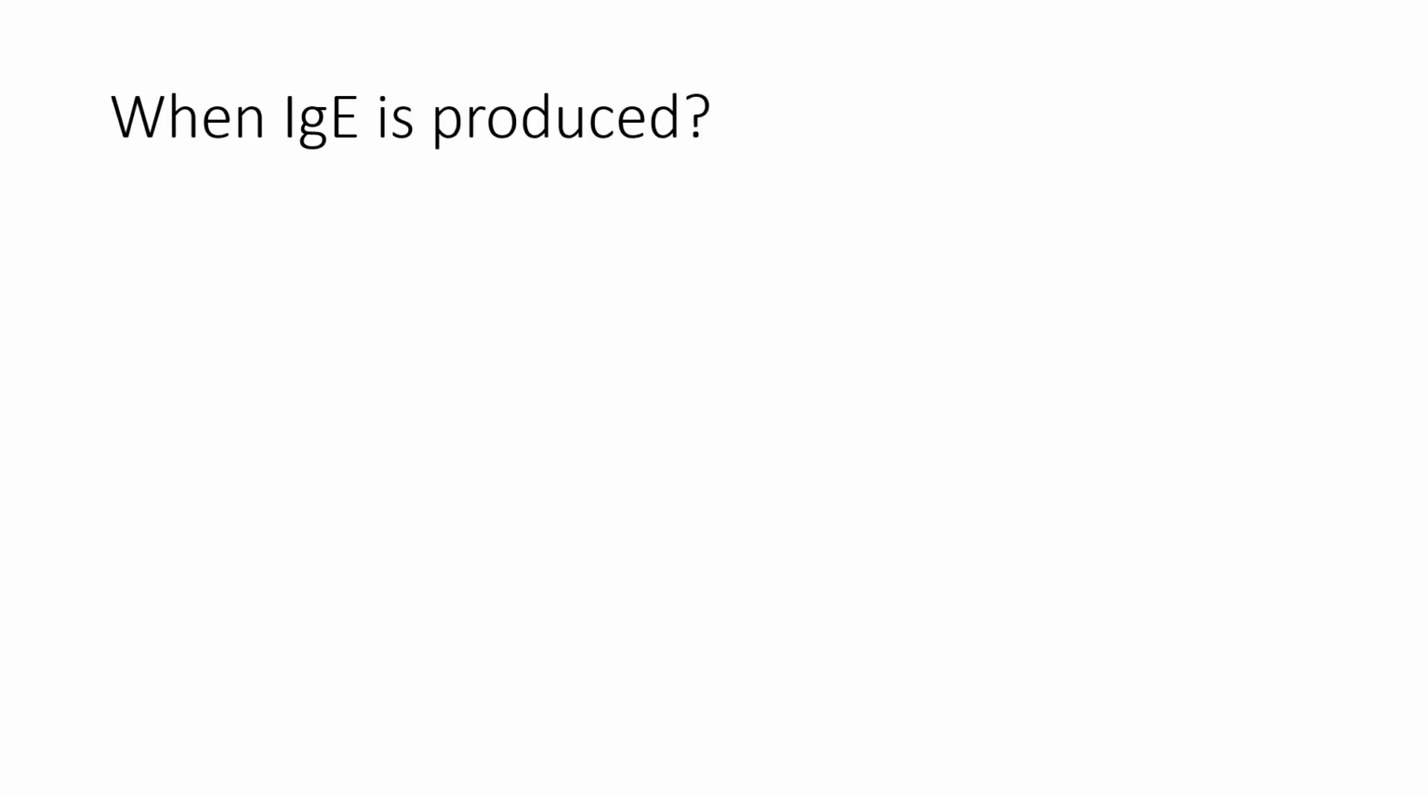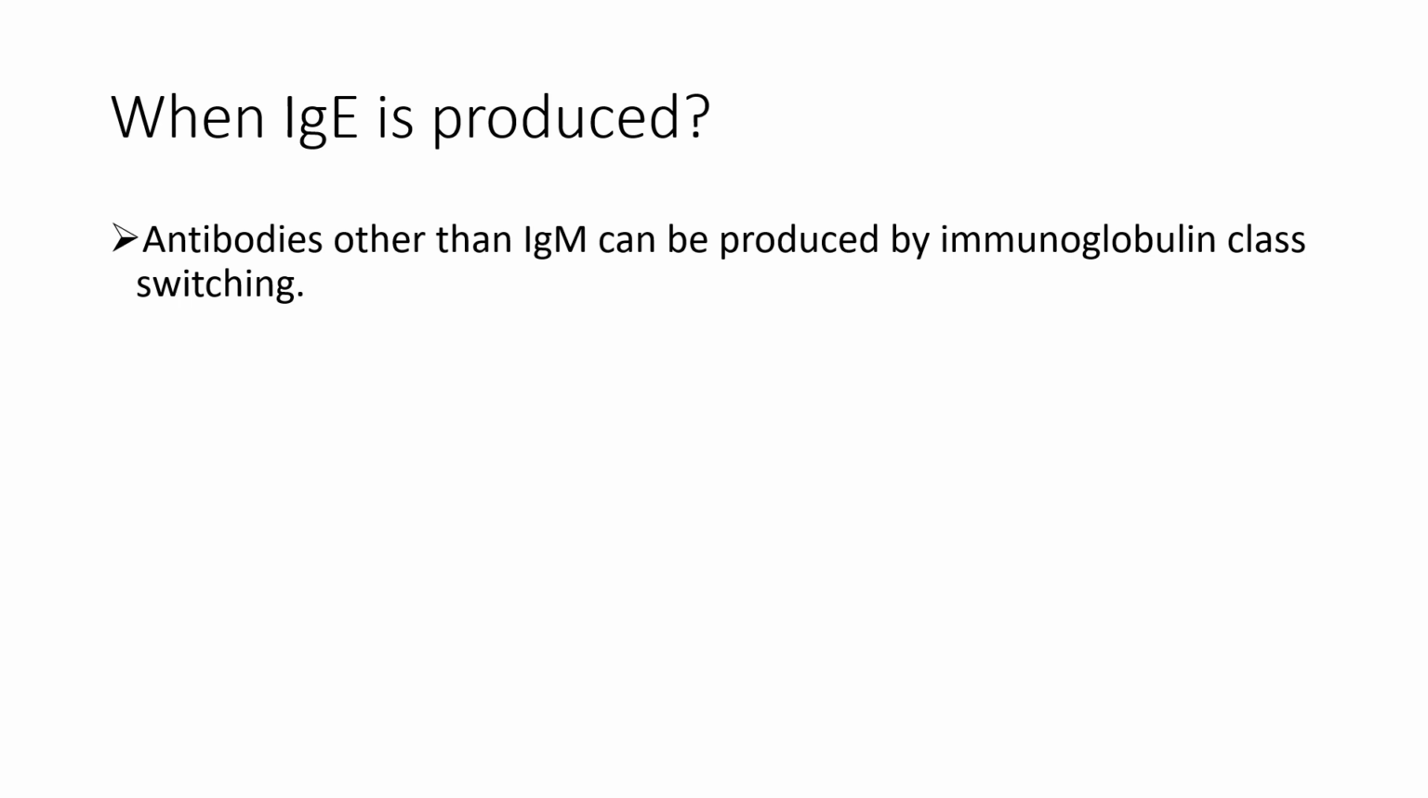In this presentation, we are going to introduce the function of IgE in type 1 hypersensitivity. Before introducing the function of IgE in type 1 hypersensitivity, I will explain when IgE is produced. Antibodies other than IgM can be produced by immunoglobulin class switching.